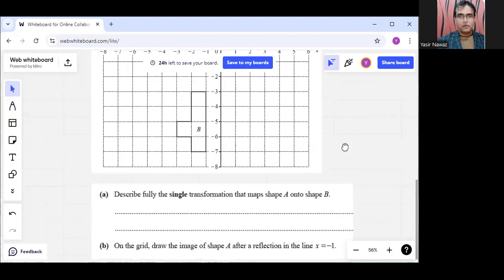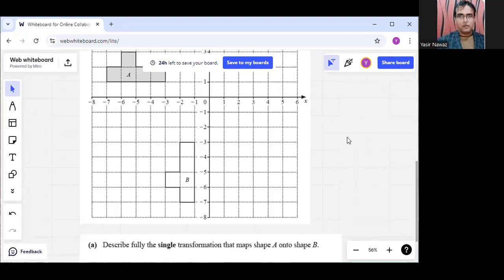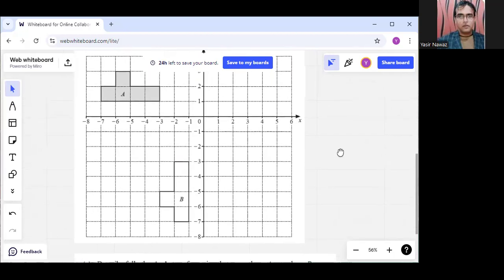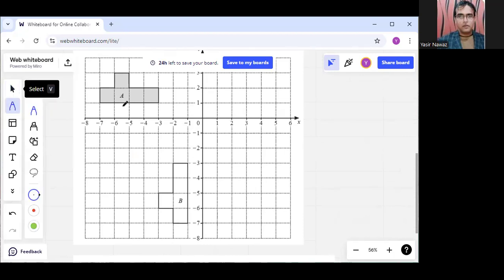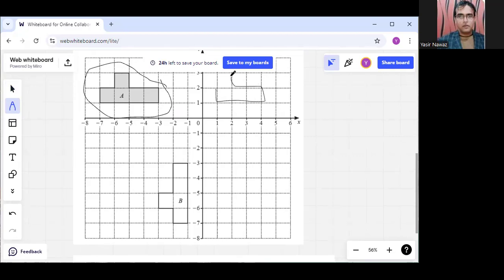So it can be a translation, it can be a rotation, it can be a reflection. When one figure is translated, the shape will remain the same, but only its position will be translated. But here, look at that. If it is translated, the shape would remain the same. It can be like that, but it can't be in this form. So it cannot be a translation.